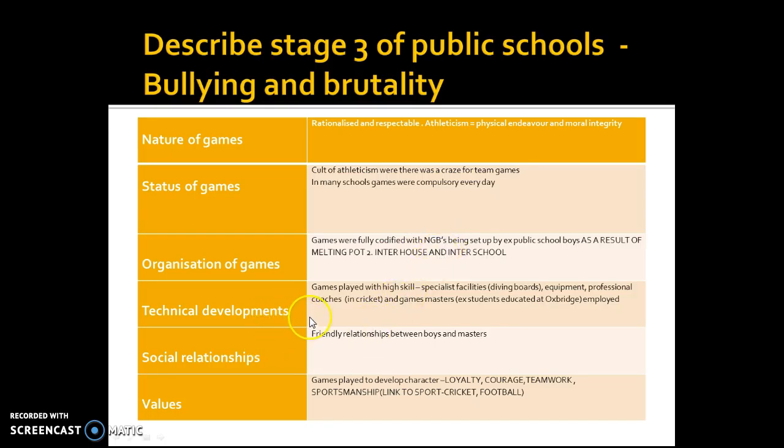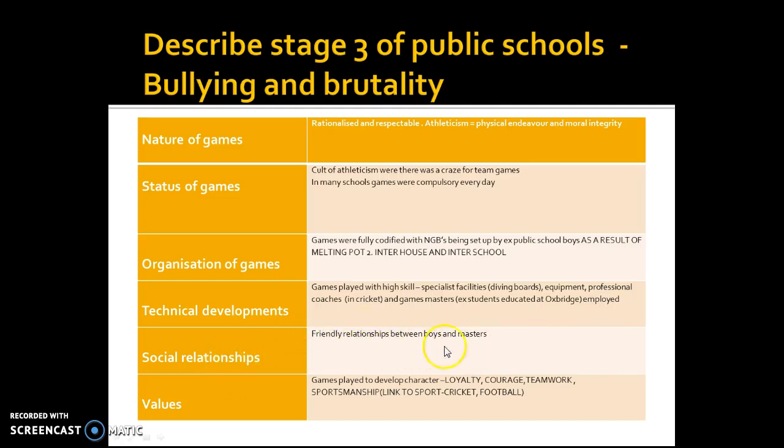Technical developments now, we're talking about skill, facilities, equipment. So now we had high skill, and facilities were obviously improving, so you had specialist things like diving boards for swimming, you had equipment, you had professional coaches in games like cricket, and you had games masters who are now starting to really push and act as role models, who had come through the system under Arnold and then gone to Oxford and Cambridge, been really involved in the development of these national governing bodies, and come back to the schools to teach these rules to them.